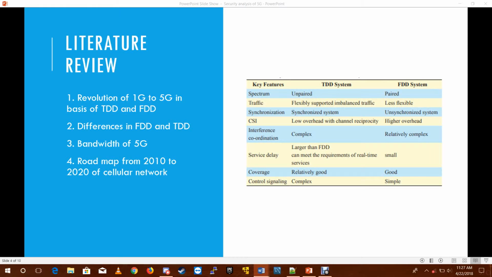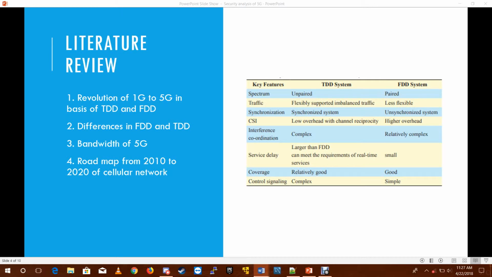There are various features which distinguish them, and one can obviously be better: spectrum, traffic, synchronization, CSI, interference coordination, service delay, coverage, control signal. They are very different in spectrum: one is paired and another is unpaired. For traffic, FDD supports imbalanced traffic less flexibly. You can see the difference in that figure.